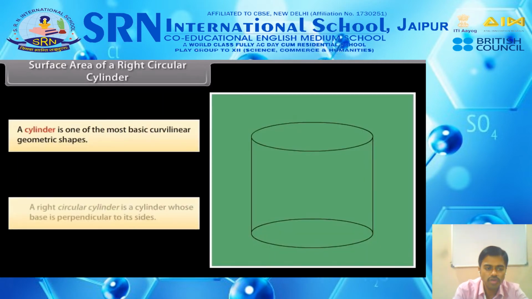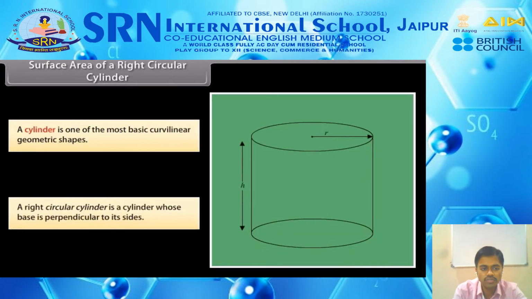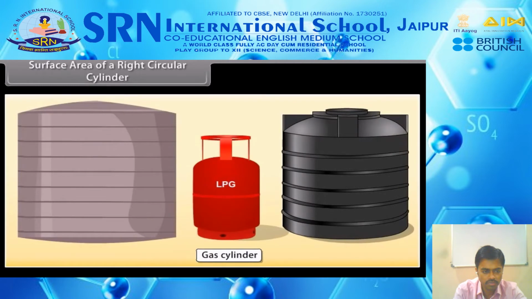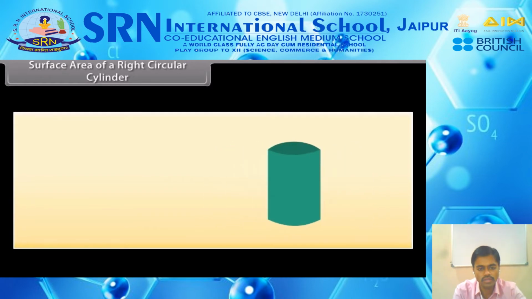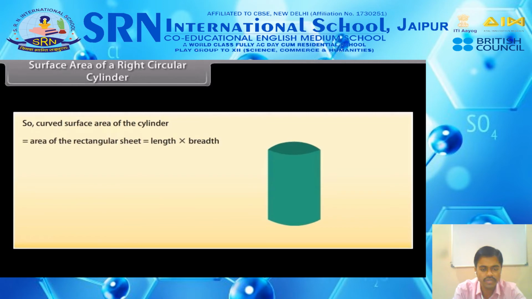Now let's talk about the surface area of a right circular cylinder. A cylinder is one of the most basic curvilinear geometric shapes. There are some examples which show how a cylindrical object looks, like an LPG cylinder, a syntax tank and so on. Now we have a structure which shows the curved surface of the cylinder.